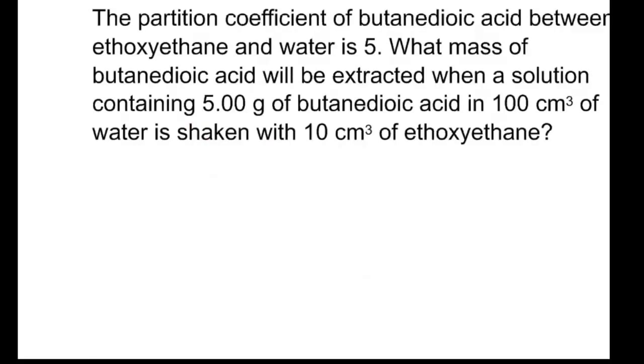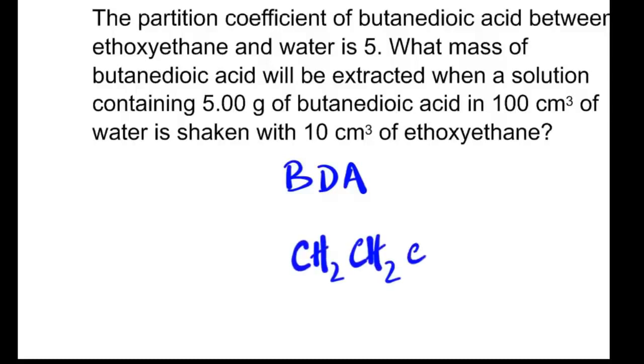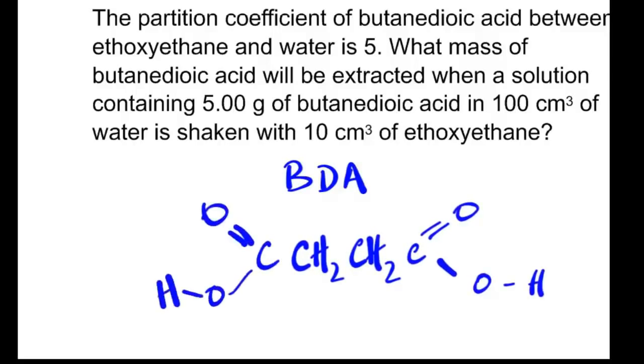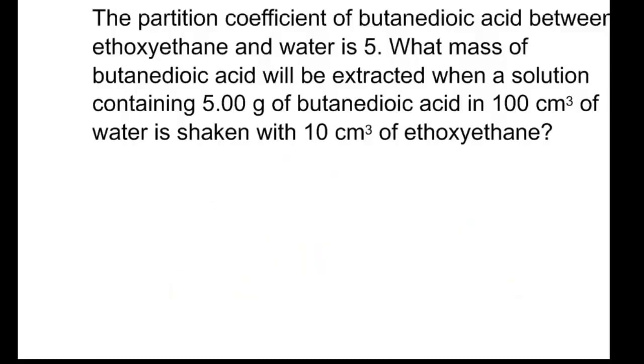This time the solute is butane dioic acid, and the two liquids are the ether, ethoxyethane, and water. We can use the abbreviation BDA for butane dioic acid. This is what it looks like. It's a 4-carbon organic compound with carboxyl groups, COOH groups, at either end. So that's the solute, which will partition itself between the two immiscible liquids, the ether and the water.